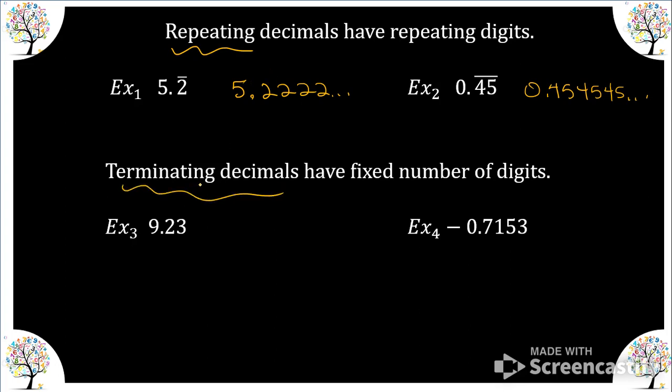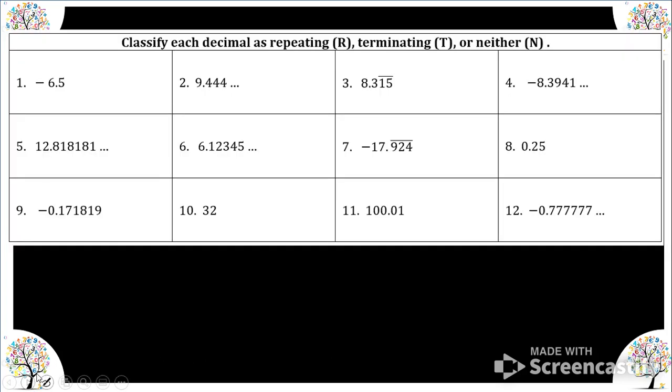Terminating decimals means that it comes to an end, the word terminate, to end. 9.23, or 9 and 23 hundredths. The number stops. This is a rational number, as well as this negative 0.7153. It comes to a stop. It is a terminating decimal. Therefore, it is rational. So pause the video and classify these numbers before we move to the next part of the lesson.